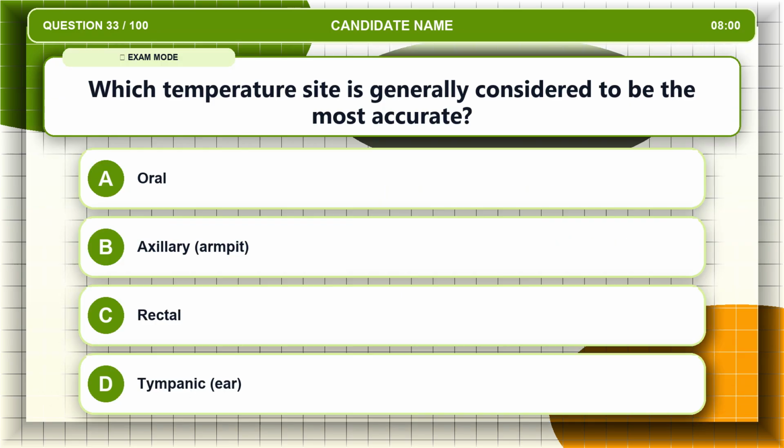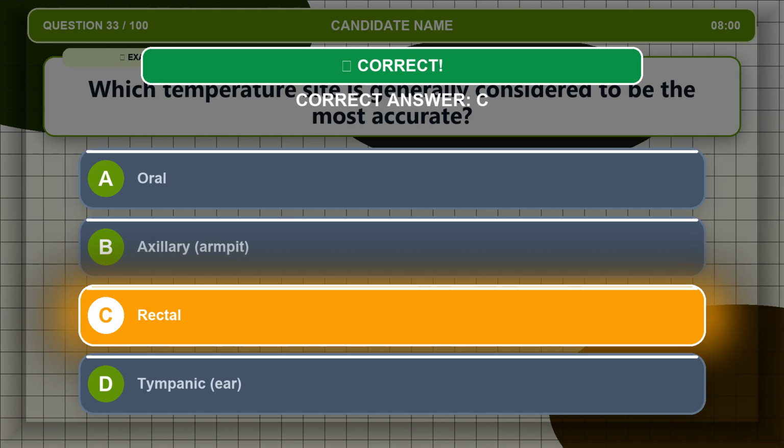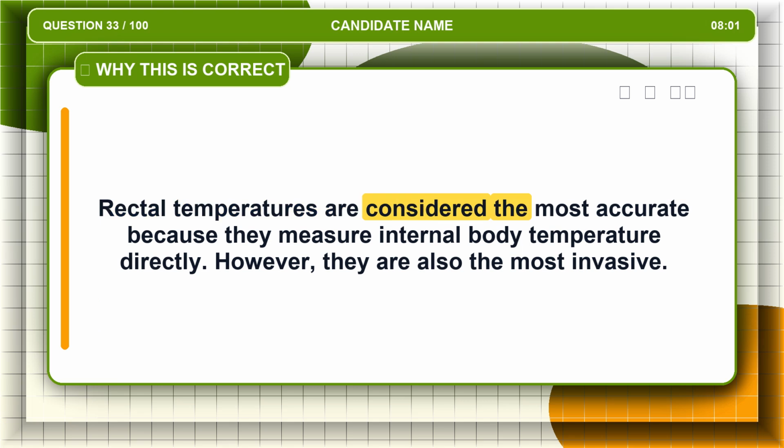Question 33. Which temperature site is generally considered to be the most accurate? Option A, oral. Option B, axillary, armpit. Option C, rectal. Option D, tympanic, ear. The correct answer is option C, rectal. Rectal temperatures are considered the most accurate because they measure internal body temperature directly. However, they are also the most invasive.